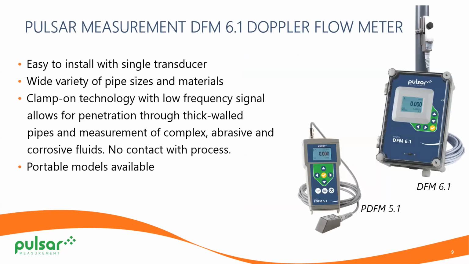Now let's take a look at the DFM 6.1, our Doppler flow meter. Very easy to install, because in this case, we're just using a single transducer. Again, same thing, wide variety of pipe sizes and materials. And with the Doppler, we tend to see a lot of different pipe sizes and materials, especially on the material side, where since we are dealing with nasty process fluids, I see anywhere from glass line to cement line to mortar line, all kinds of lining on pipes, epoxy lining.